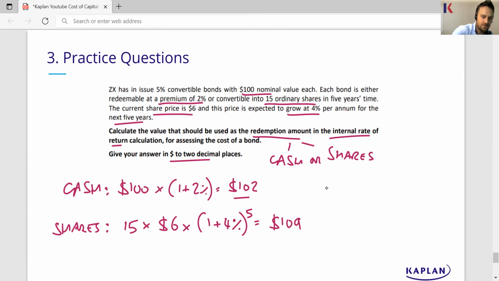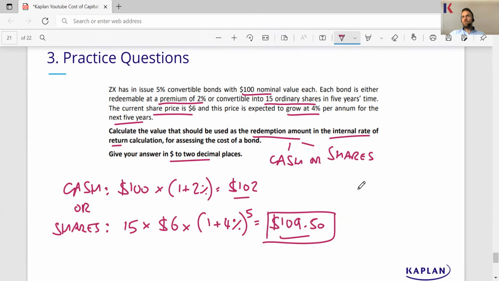And when we're working this out, we'll always assume that they're going to take the higher of the two. So remember, you've got a choice. Do we want cash or shares? We want the higher of the two. So we are going to go with the shares, please. 109.50, and that therefore would be our answer. To 2 decimal places, our answer would be 109.50. So just be careful with your rounding, as we said earlier.